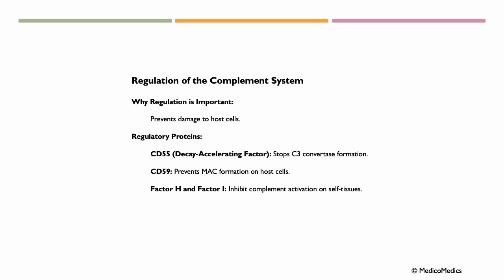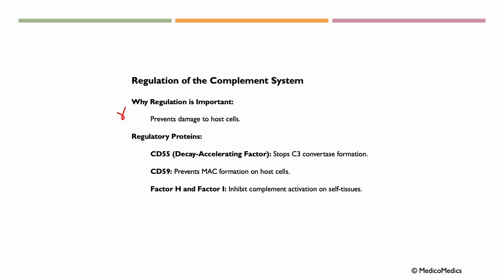Now that we've seen how powerful the complement system is, it's important to ask, how does the body keep this system under control? Because while complement is essential for killing pathogens, if it's left unchecked or not regulated, it can actually damage our own healthy cells. This is where regulation comes in. So why is it important? Simply put, to prevent host tissue damage. We have to keep in mind that uncontrolled complement activation can indeed lead to inflammation, cell injury, or even autoimmune diseases. Now, to avoid this, the body uses regulatory proteins that act like brakes on the system.